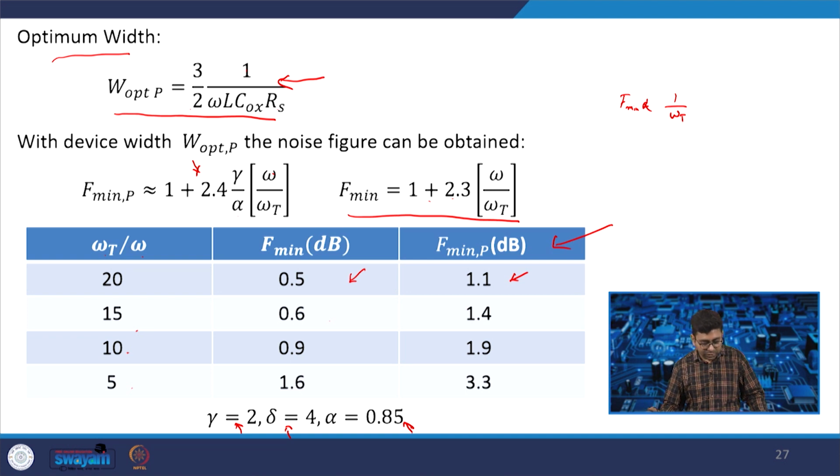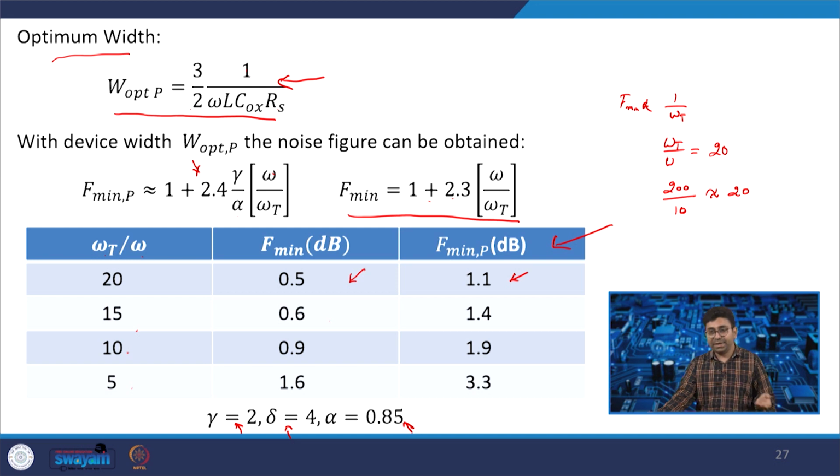you will achieve. So, what it says is, for the MOSFET, if you want to design a low noise amplifier and your omega t by omega is equal to 20, that means if omega t is 200 gigahertz and omega is 10 gigahertz, then you will get 20. So, if you are designing a low noise amplifier in a technology which is providing an omega t of 200 gigahertz, and your desired omega is 10.